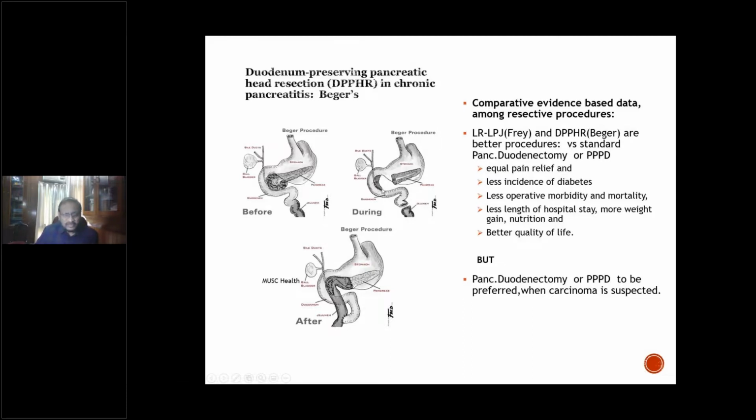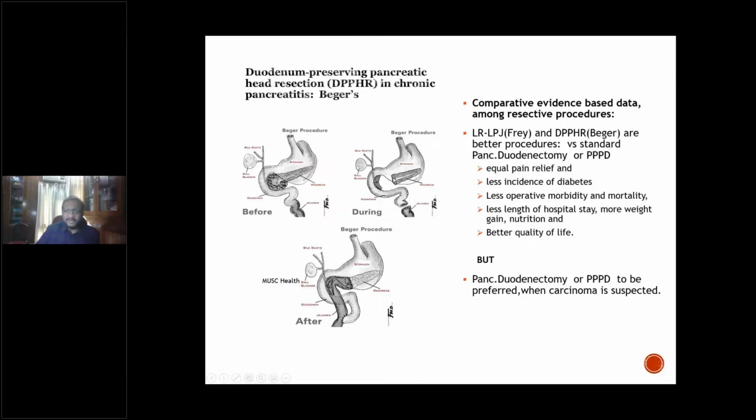So this anastomosis is not required. This anastomosis is not required. This anastomosis is not required. What is required? Only one single anastomosis. That is the advantage of the duodenum preserving pancreatic head resection instead of the Whipple's, where you need an anastomosis here, here, here, and here, four anastomoses required. Here you just require one single anastomosis, right?